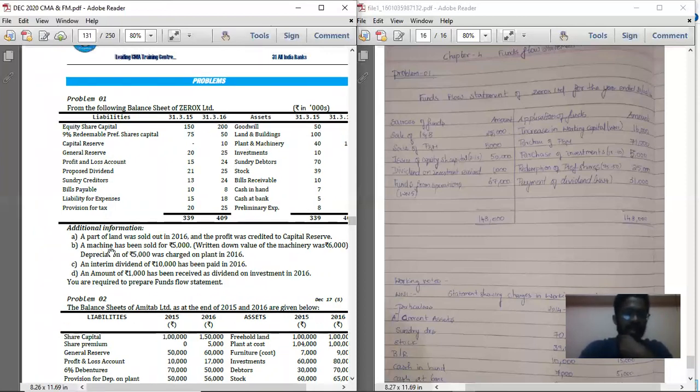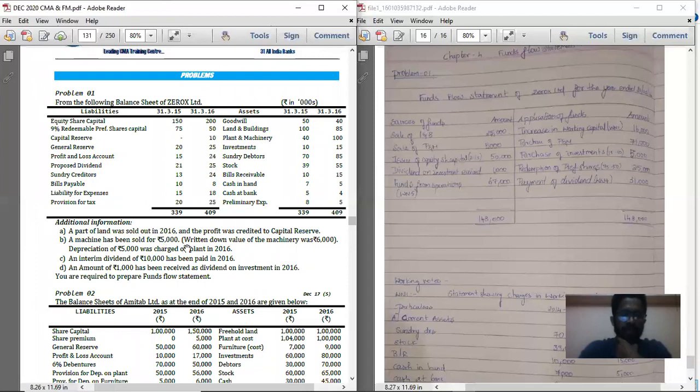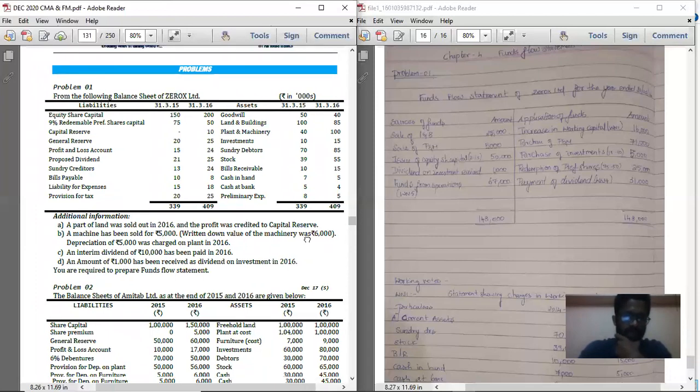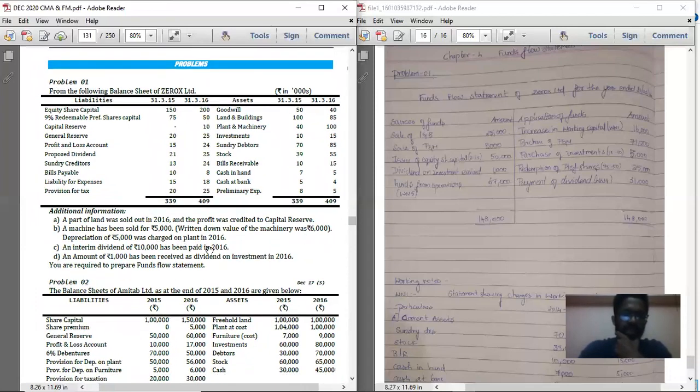So next, a machine has been sold for rupees 5,000. Written down value of machinery is 6,000. Depreciation of 5,000 was charged on the plant in 2016. Simple. 40,000 is the beginning of the year. On that 40,000, the written down value of the machinery is 6,000. So 6,000 you should reduce. How much are you getting? 34,000. Sorry, 40,000 minus 5,000, 35,000.